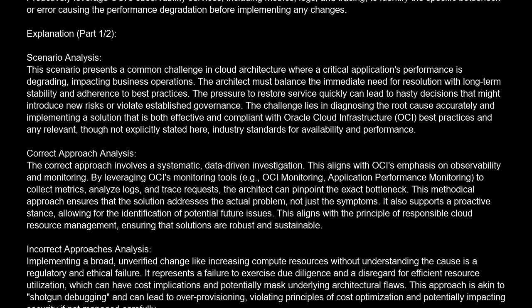This methodical approach ensures that the solution addresses the actual problem, not just the symptoms. It also supports a proactive stance, allowing for the identification of potential future issues. This aligns with the principle of responsible cloud resource management, ensuring that solutions are robust and sustainable. Incorrect approaches analysis. Implementing a broad, unverified change like increasing compute resources without understanding the cause is a regulatory and ethical failure. It represents a failure to exercise due diligence and a disregard for efficient resource utilization, which can have cost implications and potentially mask underlying architectural flaws.